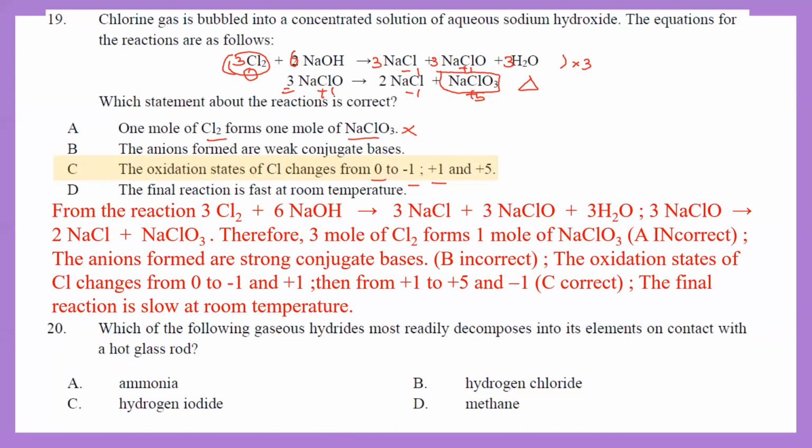Okay, number 20. Which of the following gaseous hydrides is most readily decomposed on contact with a hot rod? So in here, hydrogen iodide decomposes to become hydrogen and iodine at room temperature. Okay, so that is for number 20. Then we continue to question number 21.